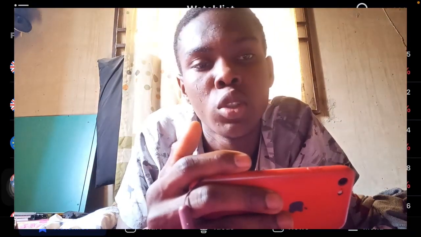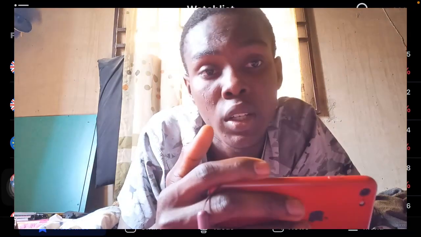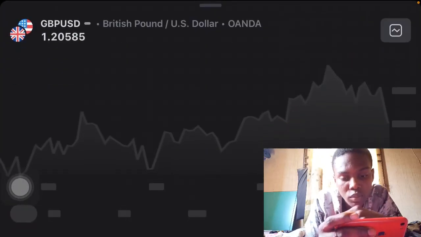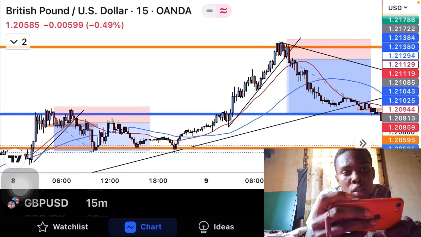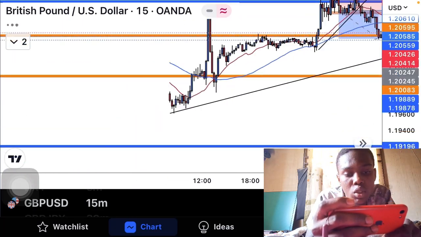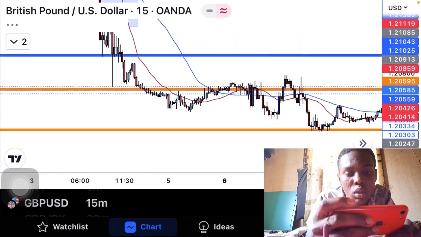Today I'm going to be showing you the trade I took last week. Just a quick trade review on the trade I took on GBP USD, because currently for now I'm trading only GBP USD. So let's move to the chart. This is my GBP USD chart. So I'm going to be scrolling back to show you the trades I took.